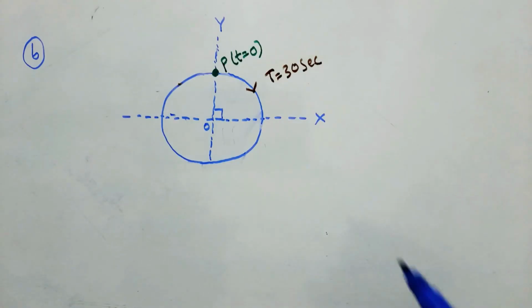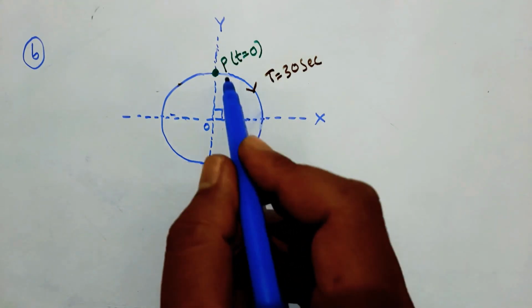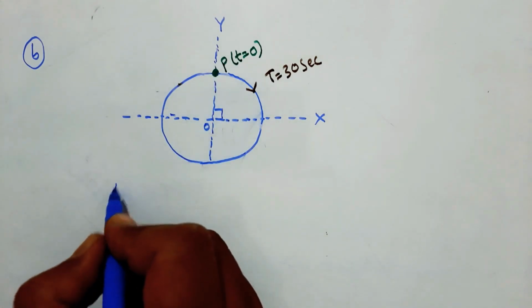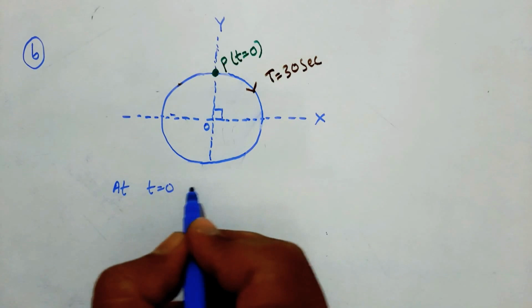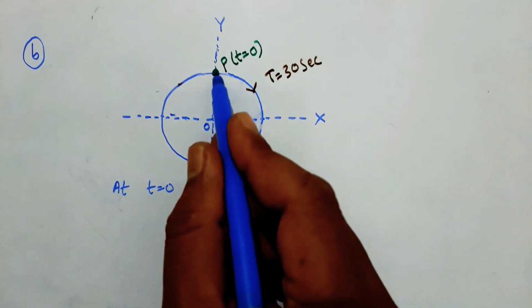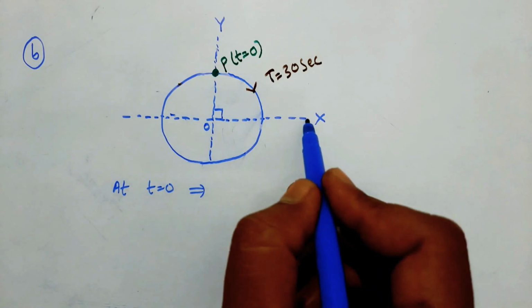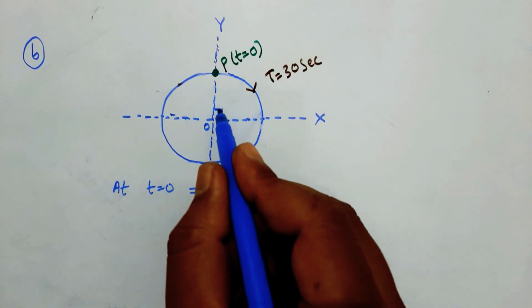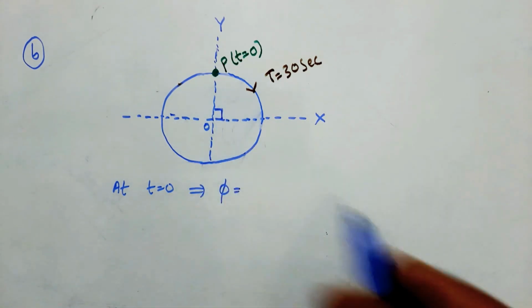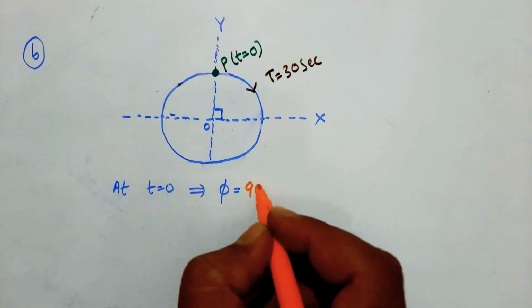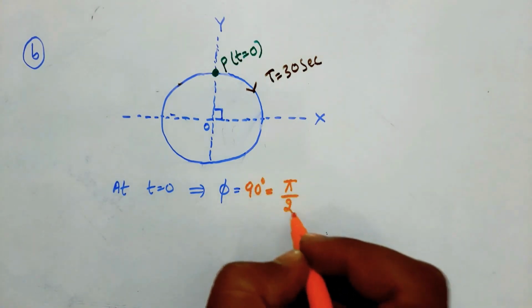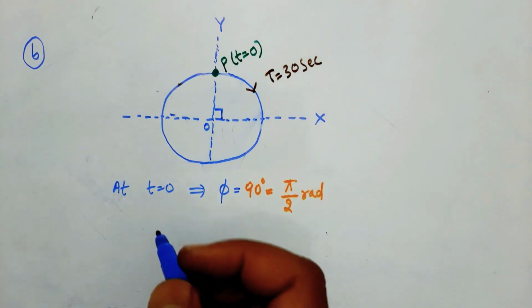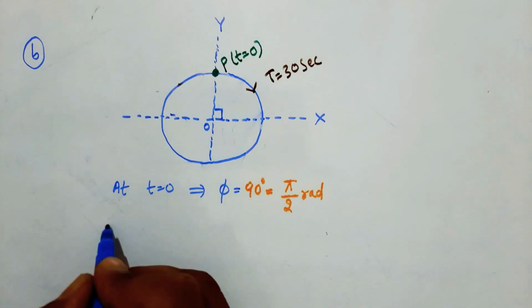See the second figure. In this figure, at time t is equal to 0, the particle is here. So at time t is equal to 0, the position vector OP bar makes an angle with the x-axis of 90 degrees. That is known as the initial phase or phase constant. So here it is 90 degrees, which is pi by 2 radians. After t time, the angular displacement of the position vector.